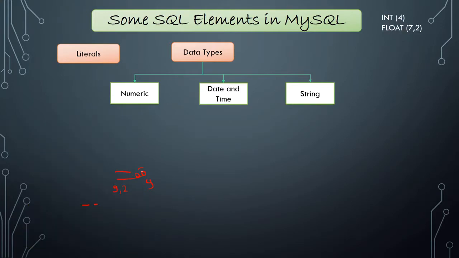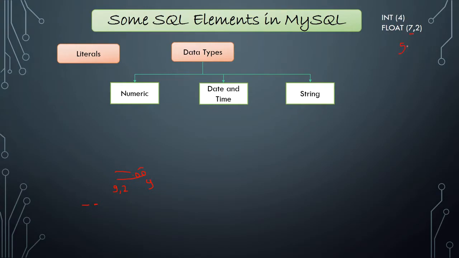Now we are having an example. We can store an integer value like this: int 4, which means we have 4 digits for storing our integer value. And here I am writing float 7, 2. 7, 2 means the total number of digits is 7.